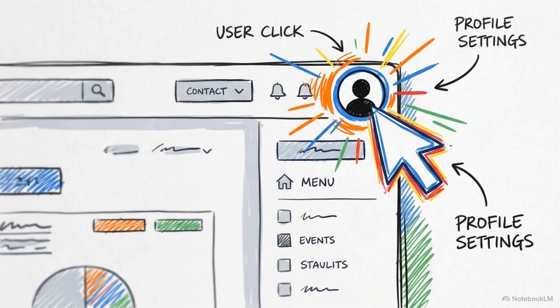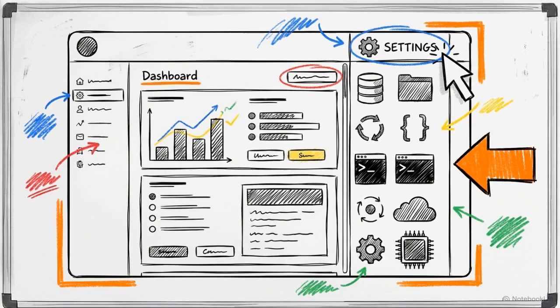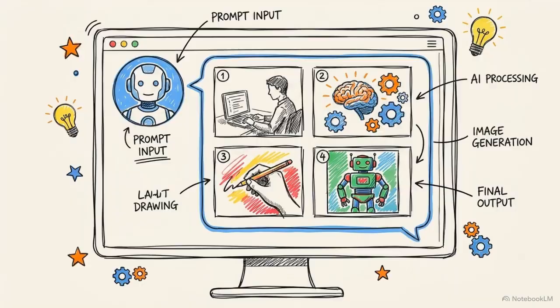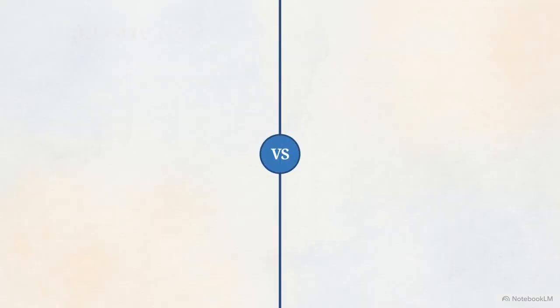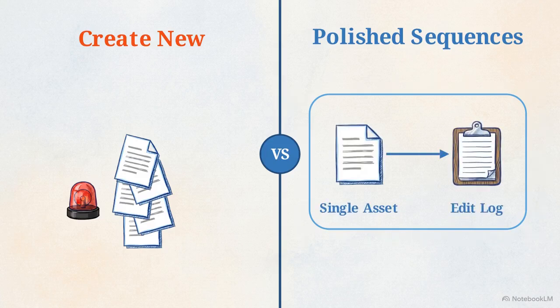Now that your project is exported, click your profile in the top right corner. Check your counter to verify your remaining monthly allowance so you can budget your future renders. Once you have a handle on this process, you can explore Flow's advanced tools. The avatar feature lets you scan your face directly into a prompt, and the agent chatbot will actively brainstorm storyboards for you. Mastering the UI distinction between creating entirely new assets and editing existing ones is what separates users who drain their accounts from users who consistently output polished sequences.